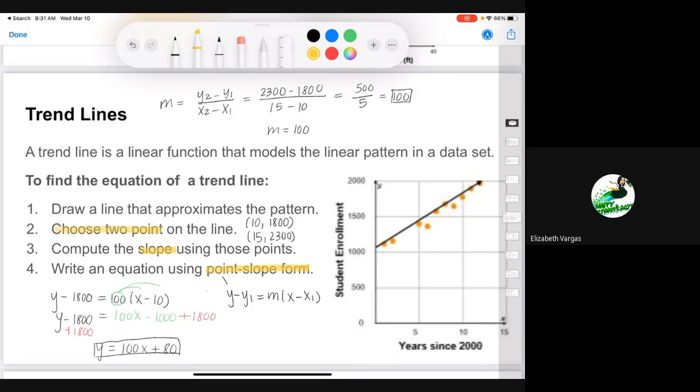Okay, any questions about how I find the equation of the trend line? Questions, concerns? No, ma'am. No? Okay.